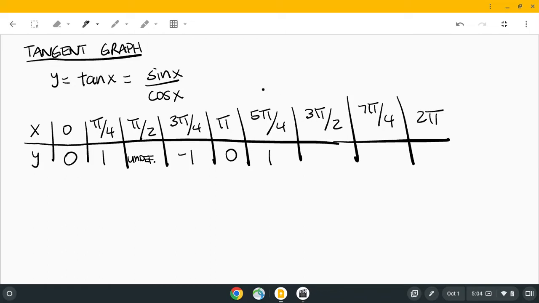3 pi over 2. Okay, so 3 pi over 2, sine is -1, but cosine is 0. So -1 over 0 is undefined. Okay. 7 pi over 4, we are in quadrant 4. So we are negative on the sine, but positive on the cosine. So -1. And then 2 pi, we're back to 0. Okay.